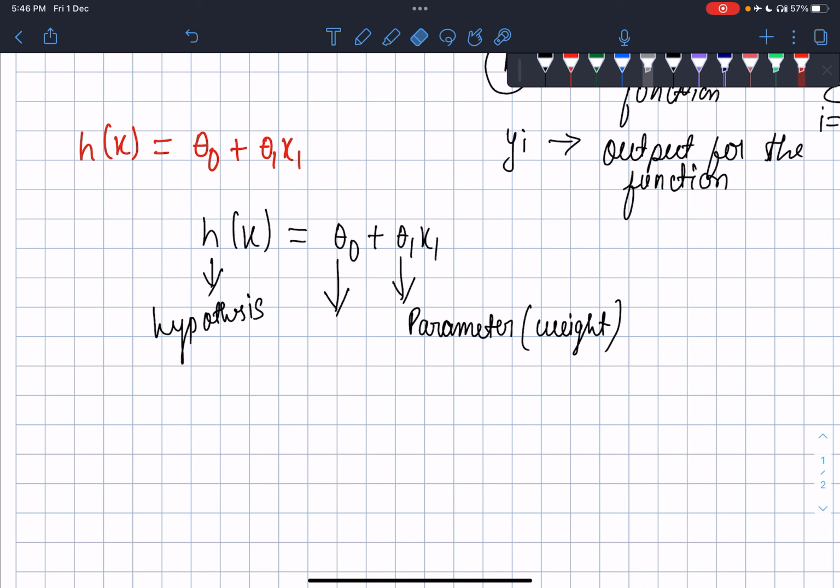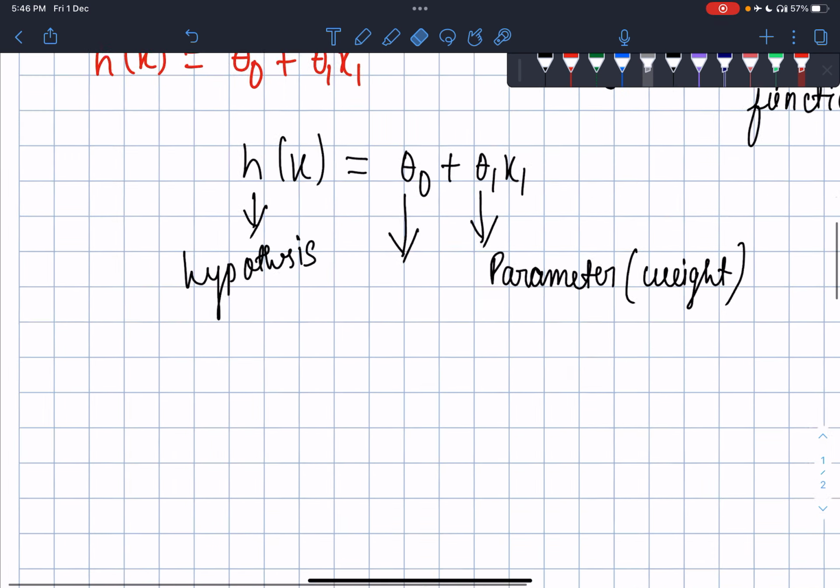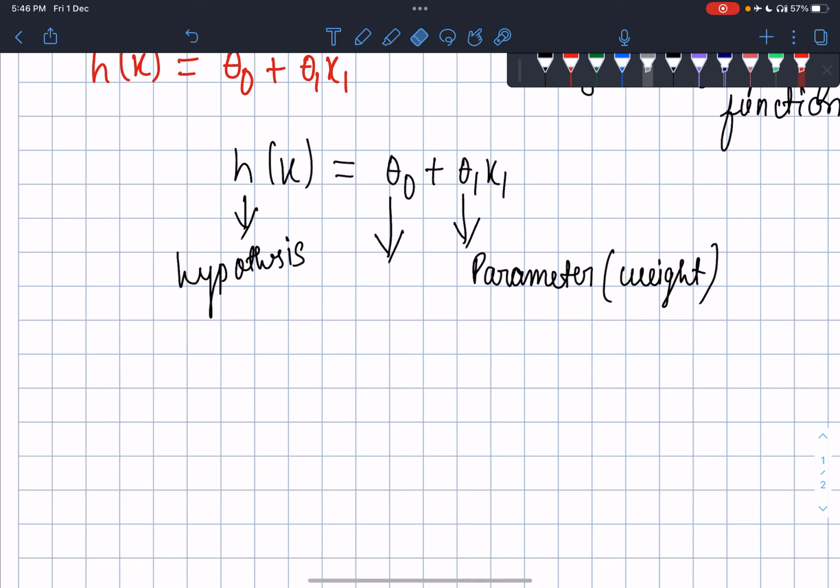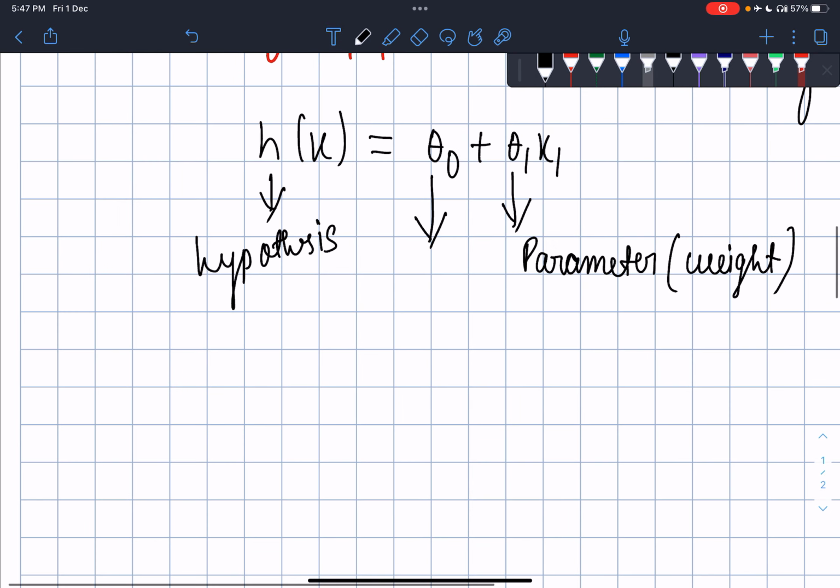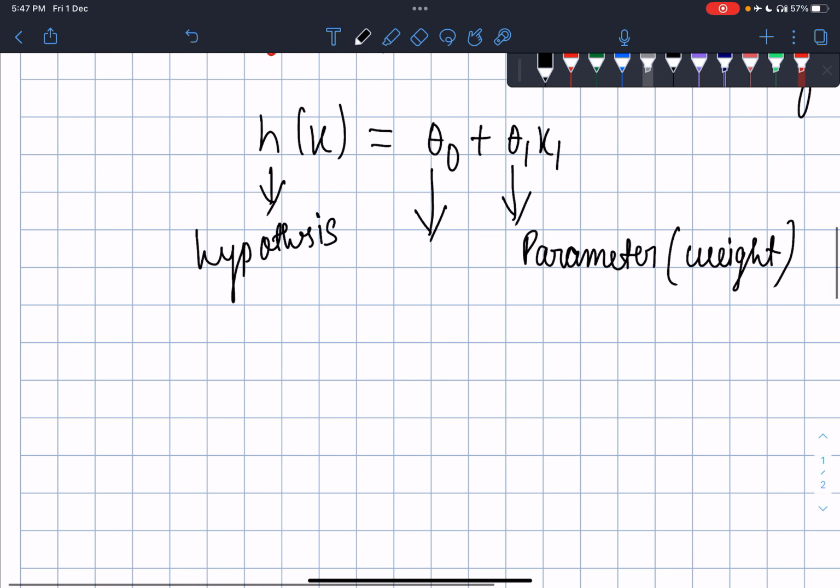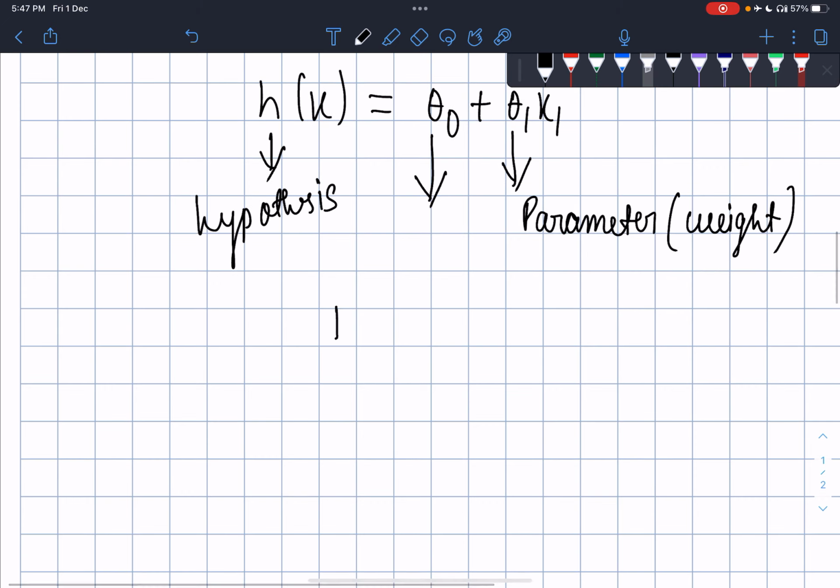You have the weight, you have the parameter, and the value you're getting, the y. We can say y, the predicted value, is h of x. You won't get it exactly the same. You give the data to the function, but you can't get the exact number you want. What you'll get is approximately y.